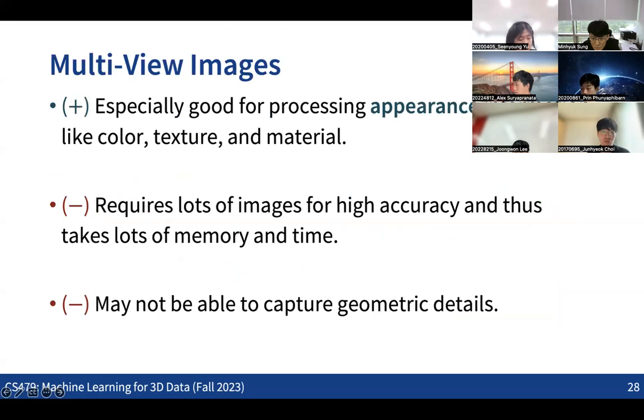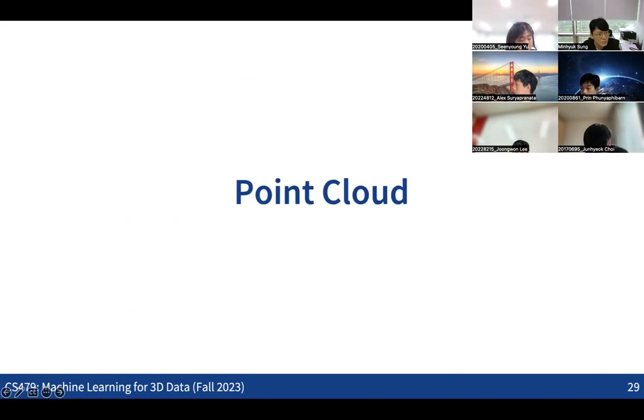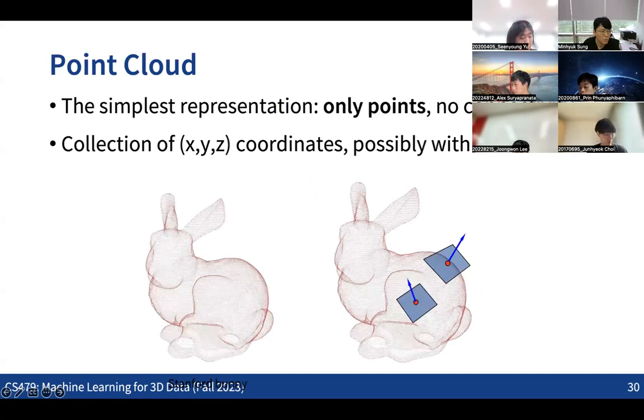Yeah. So these are basically the very typical ideas for dealing with 3D data. But obviously there are also other types of representation. One of them is the point cloud. What the point cloud basically means is that we are representing a 3D object as a set of points, which might be the simplest representation for all 3D things.